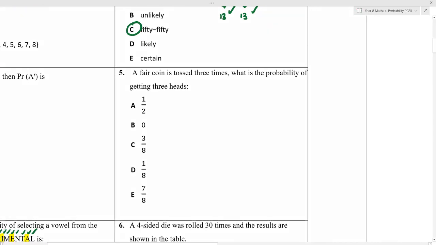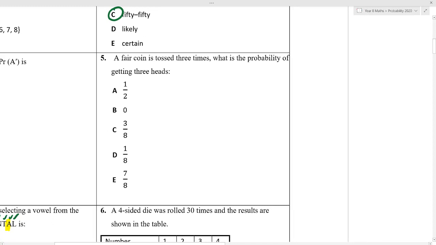A fair coin is tossed 3 times. What is the probability of getting 3 heads? Now, when you've got multi-stages, we probably should be thinking tree diagram. So although the answer is just circle an answer, you really need to show your working. If I've got a tree diagram, I can get either a heads or a tails, and a heads or a tails. Heads, tails, heads, tails. We've got a head and a tail. A head and a tail.